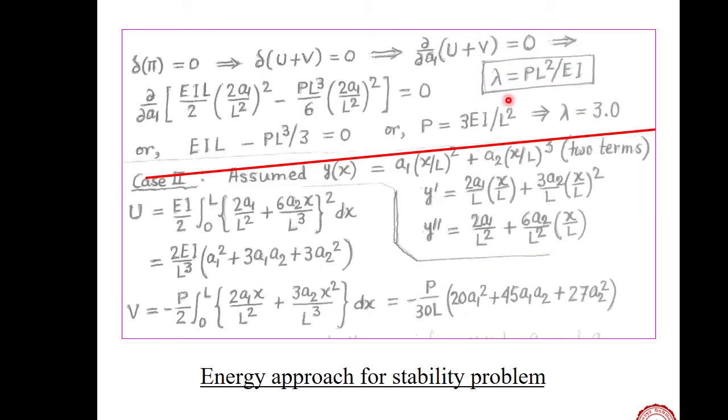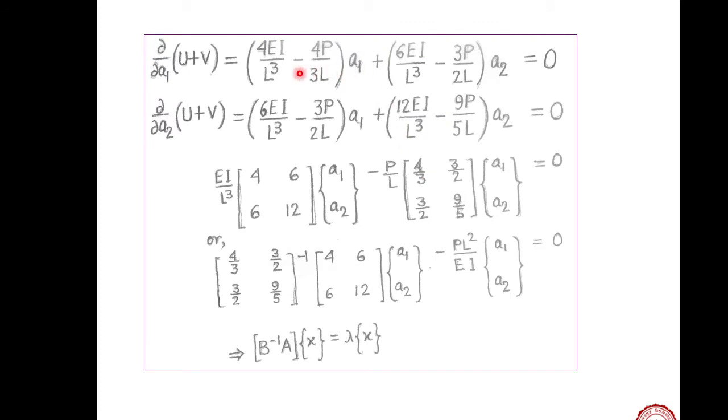Clear? See this. This is our u. This is our v. Carry out the derivative of this expression with respect to A1 and this one with respect to A1. Substitute it here. This is what we will get. The same operation with respect to unknown A2, this is what we will get. This is clear. Now you see what we are doing.